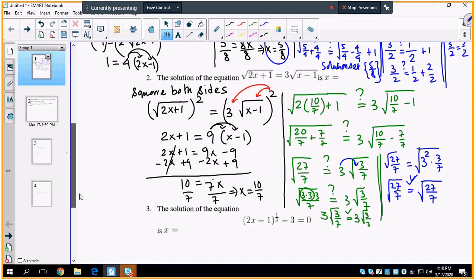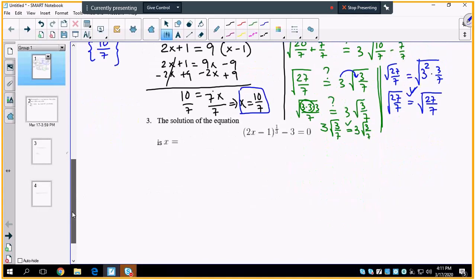So the algebraic solution we found is the solution of the radical equation. And we will write down the solution set: a singleton set consisting of the number 10 over 7, which is the only solution to the radical equation.